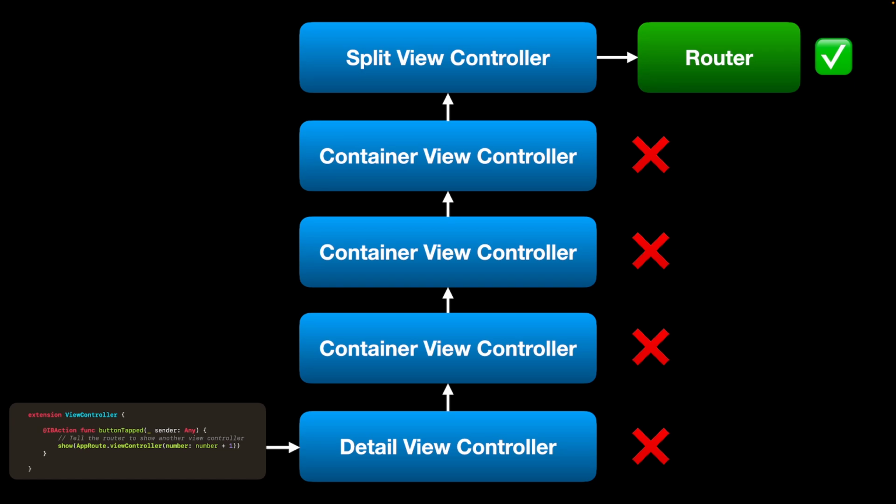And then the same as before, it goes up the chain saying, do you have a router who can handle this? Do you? And it goes up to the top. And then the top will have a router. And then, yes, it will return yes, that it was able to handle this and perform the transition.